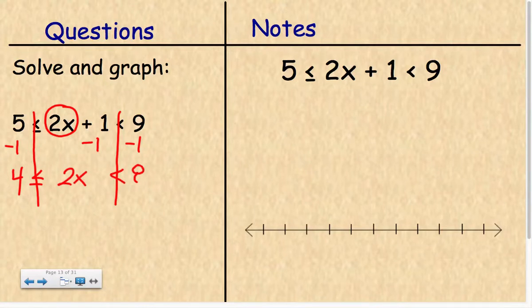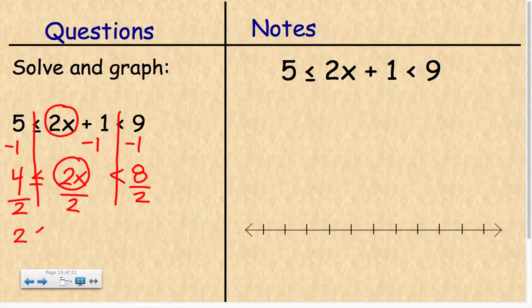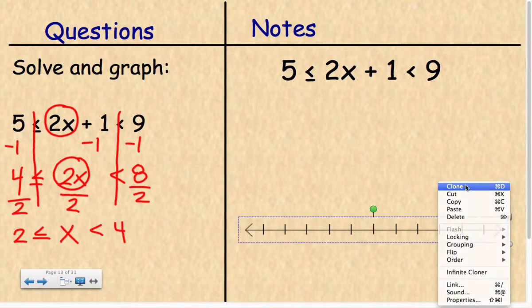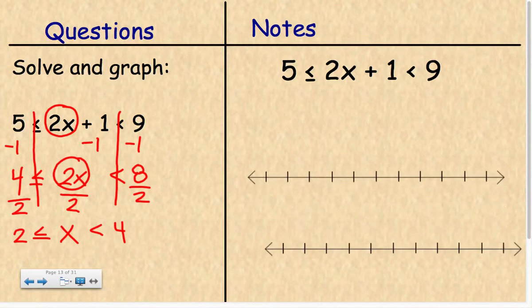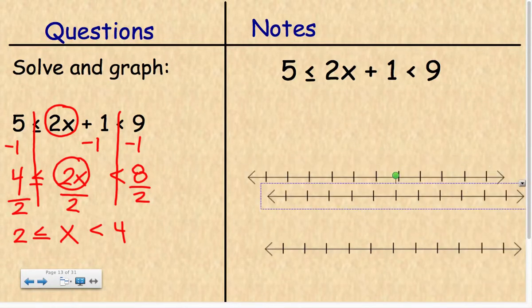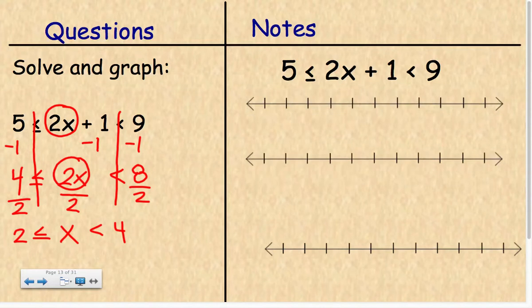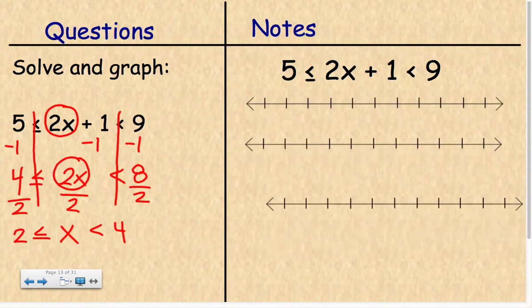9 minus 1 is 8. Now I have to break up my couple, so divide everything by 2. So we have 2 is less than or equal to x, which is less than 4. So now if I create 2 more number lines for this, let's move all these up so we have a little more space.